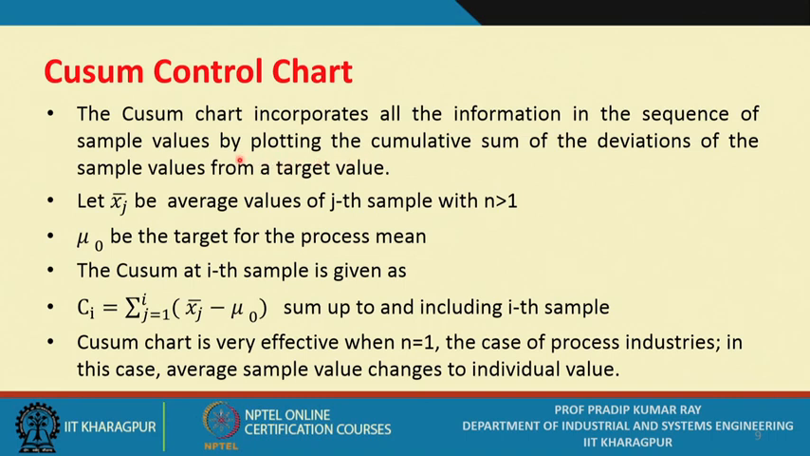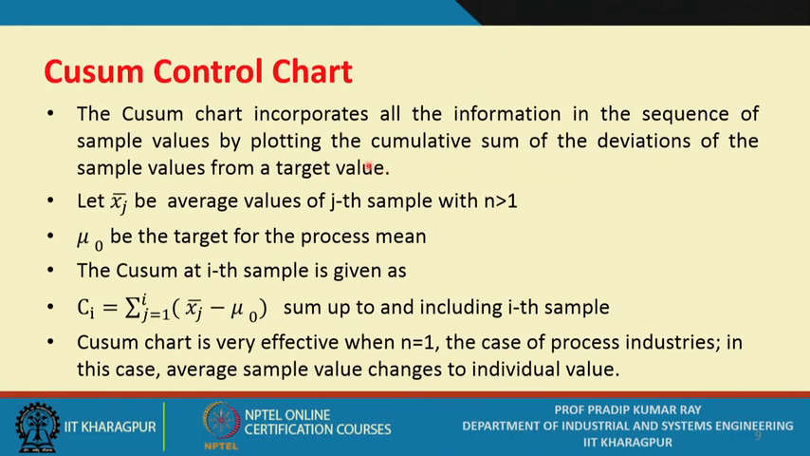So the Cusum chart incorporates all the information in the sequence of sample values. That means the time order is to be maintained. I have already told you that when you construct a control chart, make sure the samples are drawn as per the time sequence, by plotting the cumulative sum of the deviations of the sample values from a target value. At a particular sample, the deviation incorporates all the deviations that have already occurred in the previous samples, from the first sample. Let me explain how you arrive at this cumulative value.